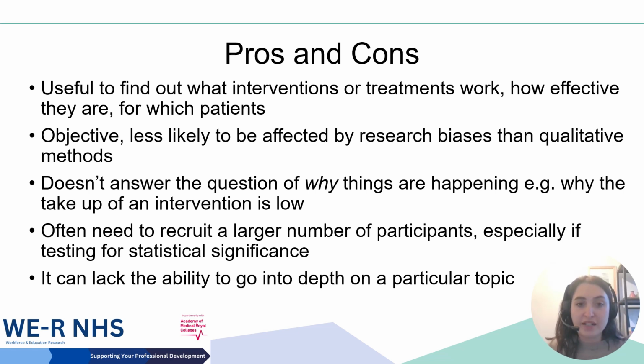Another con of quantitative methods is that you often need to recruit a larger number of participants, especially if you want to test a hypothesis. It can also lack the ability to go into more depth on a particular topic. And again, this is why mixed methods research can be really helpful. So you have the depth from qualitative knowledge, but then also that breadth from your quantitative research component.